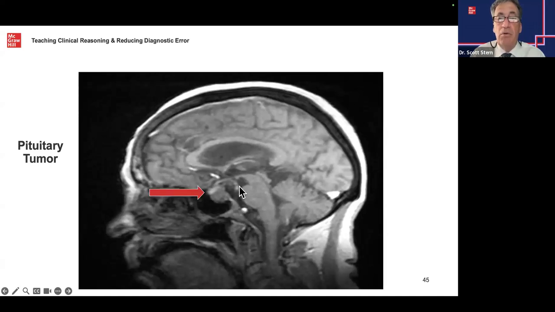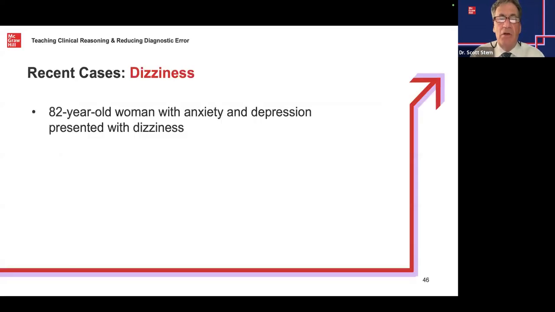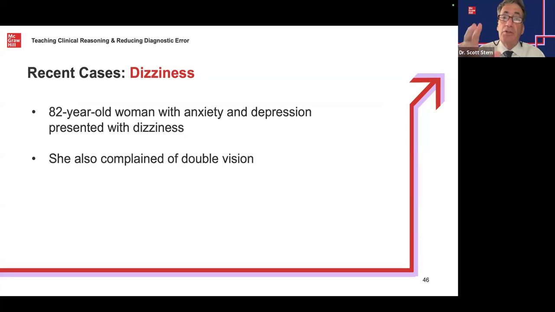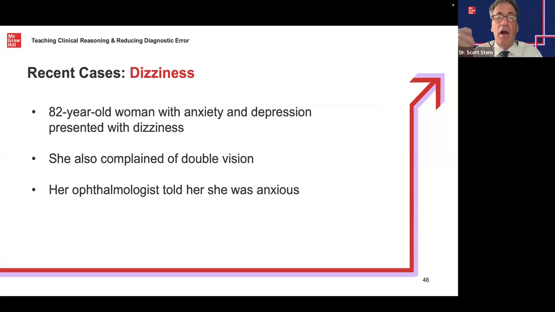And a pituitary tumor was discovered when she was addressed systematically by a second-year resident, who did better actually than our experienced clinicians. Another dramatic case I saw recently was an 82-year-old woman with severe anxiety and depression who came in with dizziness. She also complained on her second visit that she'd had some double vision and had seen her ophthalmologist, who told her she was just anxious.